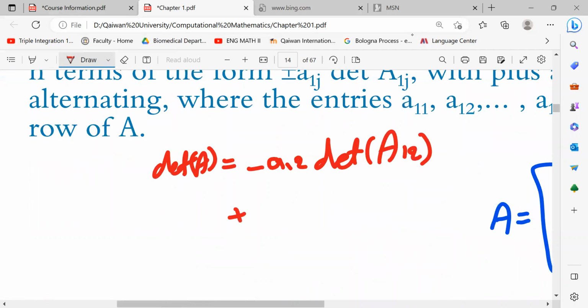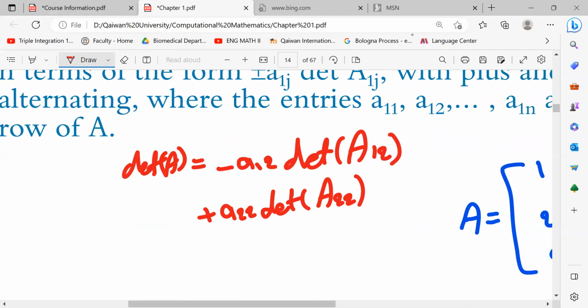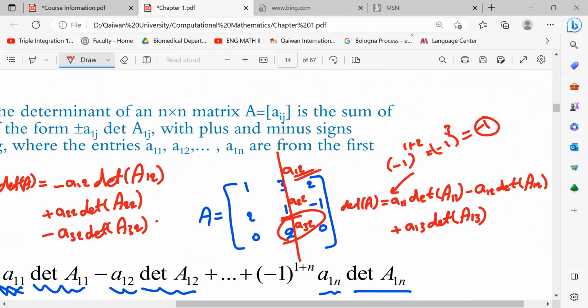Then plus A22 times determinant of capital A22. Then is this one positive or negative? Negative. It's minus A32 times determinant of capital A32. That's for someone who takes the second column.